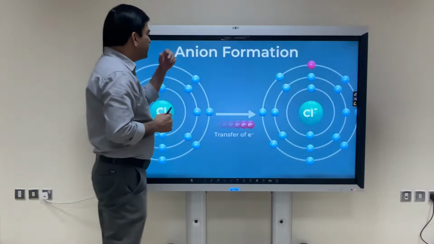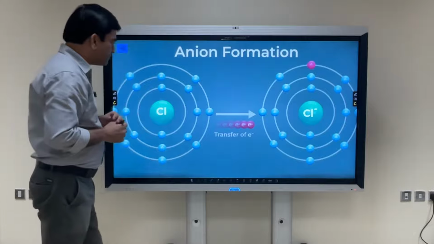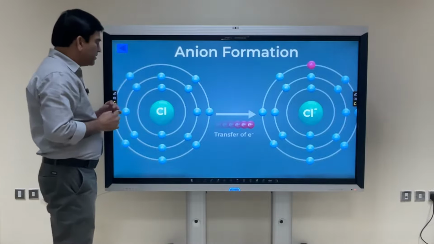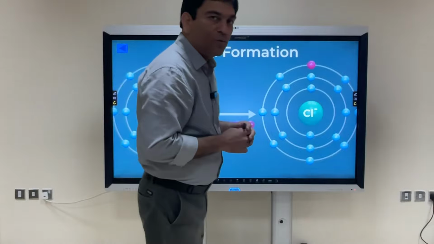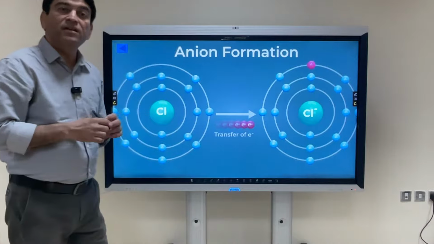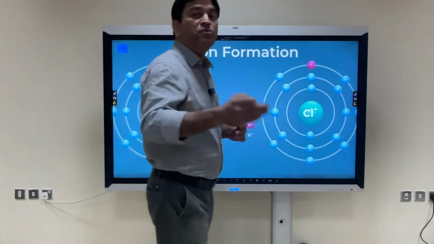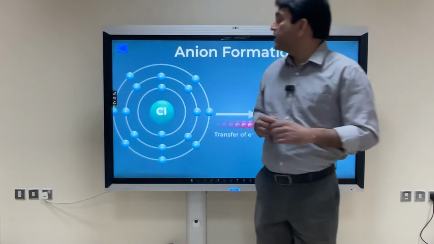Now something different over here. What's happening over here? It's about chlorine. Chlorine has atomic number 17. What is the atomic number in chlorine? 17. It means it has 17 protons and 17 electrons.